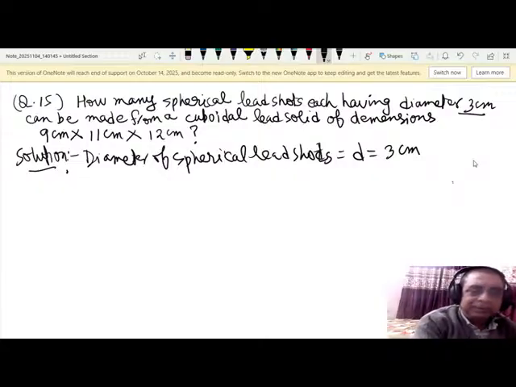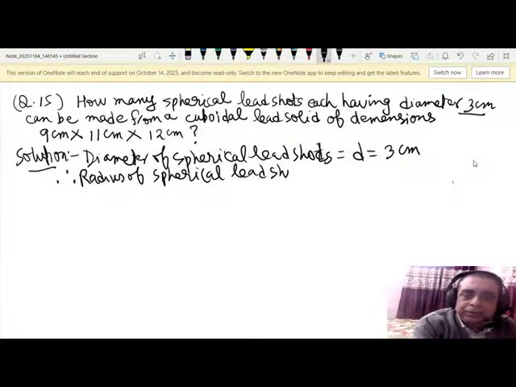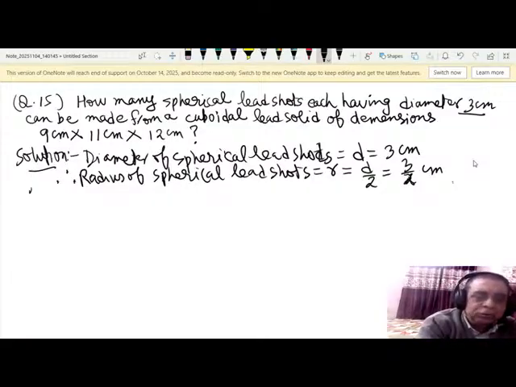So what is the radius of the spherical lead shot? Spherical means the shape of the football. The radius of the spherical lead shot, denoted by the letter r, is d divided by 2. So it is 3 upon 2 centimeters.